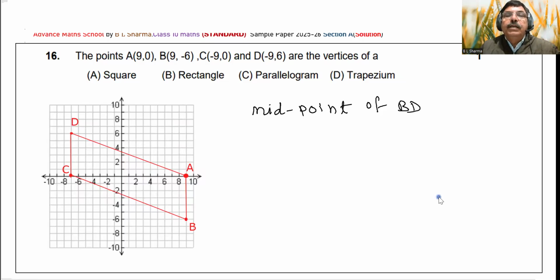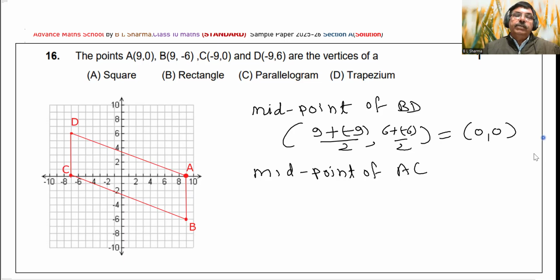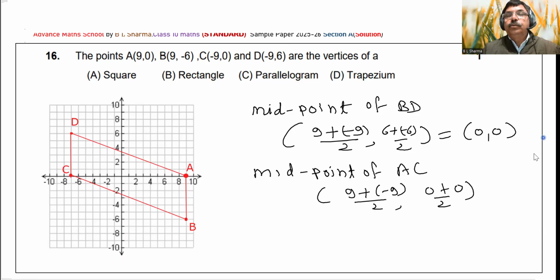Using the midpoint formula, we will find the midpoint of diagonal BD using (x1 plus x2) by 2 and (y1 plus y2) by 2. That is (9 minus 9) by 2 and (6 minus 6) by 2, which will be (0, 0). And the midpoint of diagonal AC, using the same formula, is (9 minus 9) by 2 and (0 plus 0) by 2. That is also (0, 0).